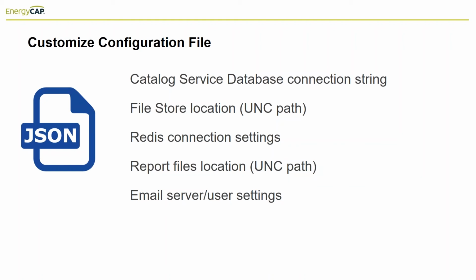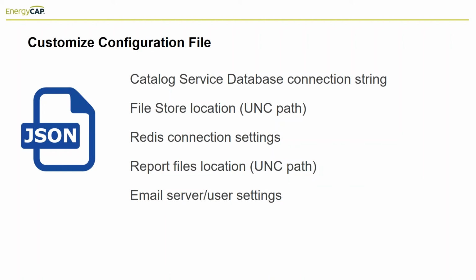You'll provide the Redis connection settings, the report files location. So this is a location where the report process will store its files as it's working and preparing reports. This can be the same file path as the file store. They don't need to be separate, but we do provide two different options depending on how your particular environment is configured. And then the last set of settings to configure are email settings.